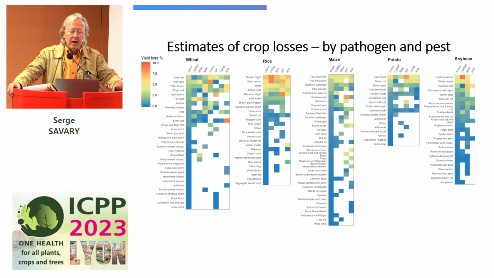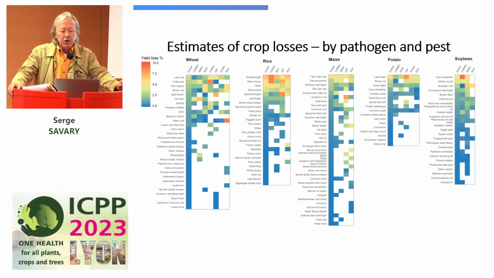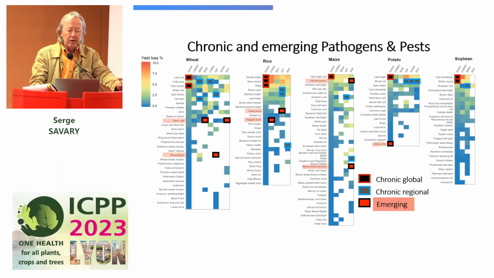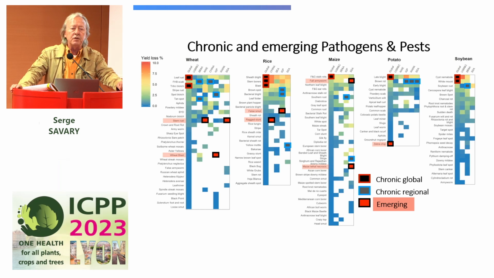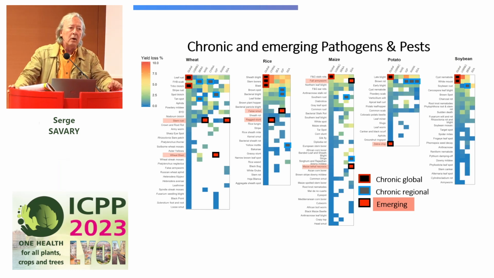And so we have this kind of numbers, this kind of images where we can look at major crops in the world that are contributing to food security: wheat, rice, maize, potato, soybean, and we can classify them as chronic global, chronic regional, or emerging diseases. Lots of the literature focuses on the emerging diseases, which is to be expected. The truth is that the vast majority, the largest fraction of yield losses caused by plant pathogens worldwide is caused by chronic diseases, either global or local.